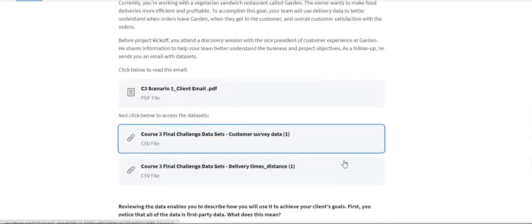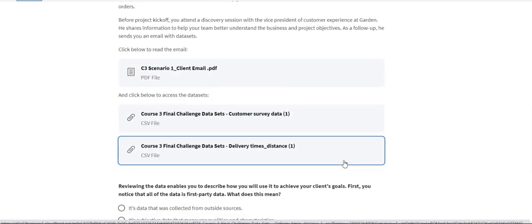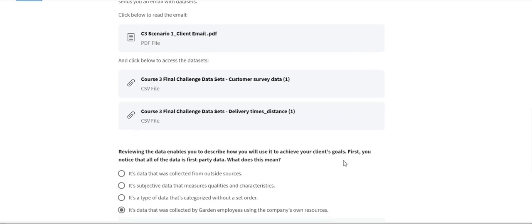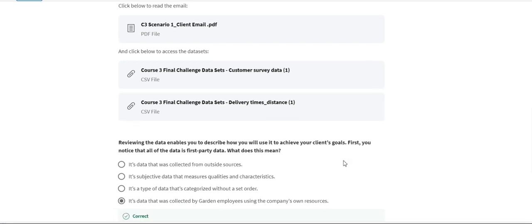So the vice president has sent you an email with the datasets. You have the datasets with the customer survey data, and we also have delivery time and distance. This is the kind of data we have. So the first question will be: after reviewing the data, describe how you will use it to achieve your client's goal.